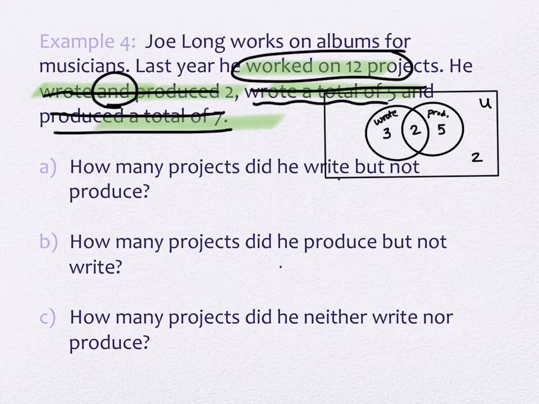It's like partial credit stuff, right? Like I'm going to follow your mistake through. So you want to use whatever your diagram is as you answer those questions. So part A says, how many projects did Joe write but not produce? 3. It's that outer region. How many did he produce but not write? 5 in the outer region. And how many did he neither write nor produce? 2. And that's on the very outside. Okay, any questions on that?